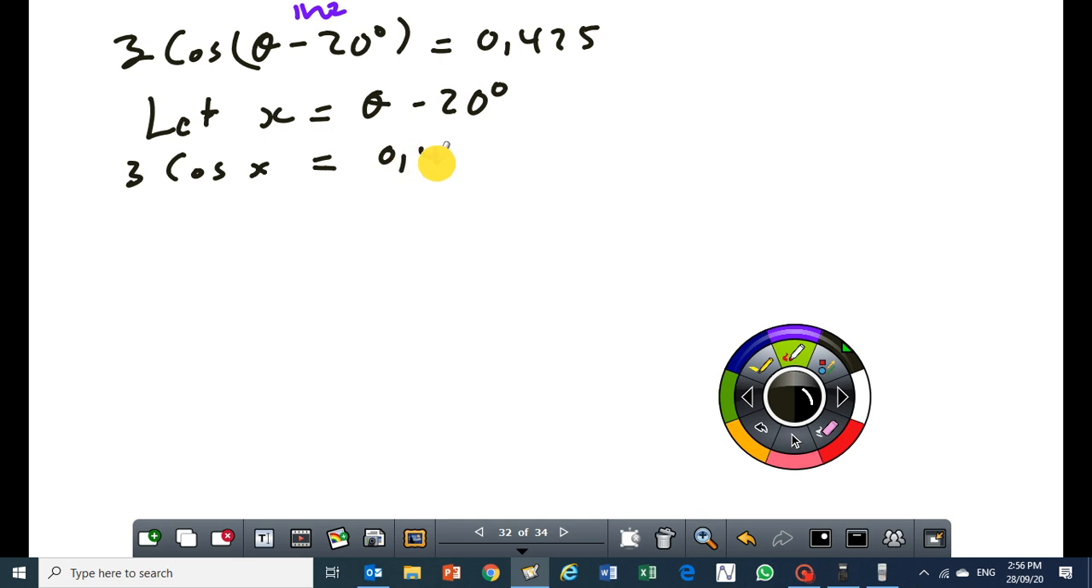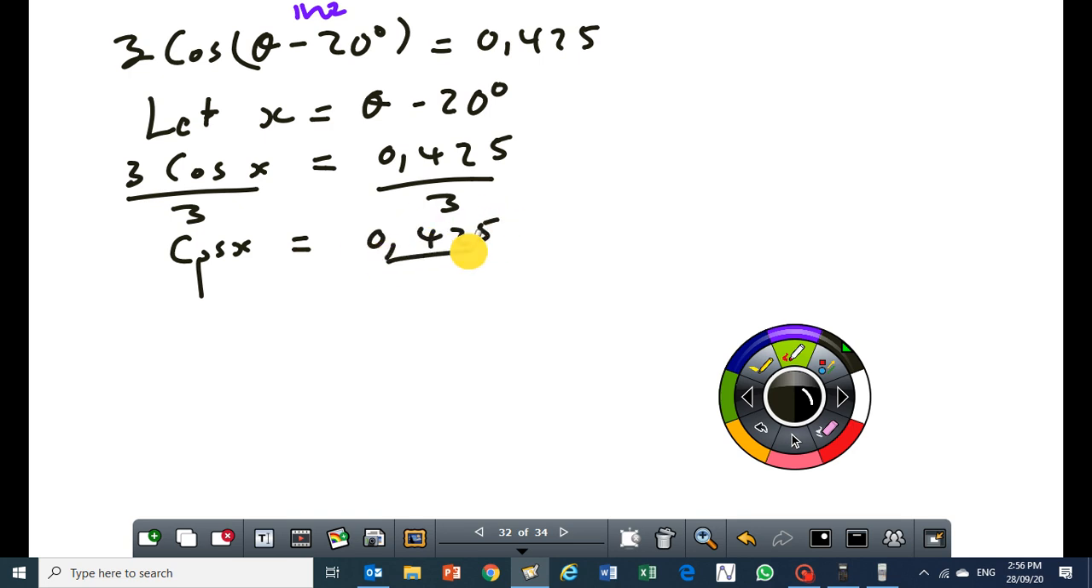0.425. But our original trig equation is in terms of theta, so we'll solve for x first, then go back to theta. So 3 cos x over 3 equals 0.425 over 3. You get cos x equal to 0.425 over 3. Then we isolate.